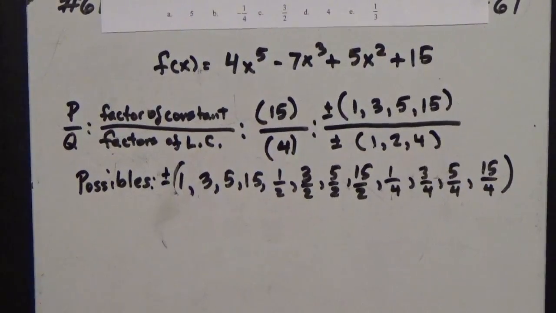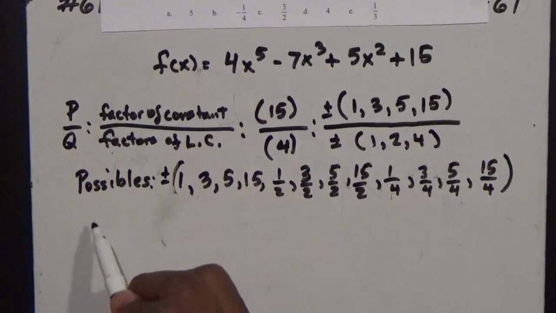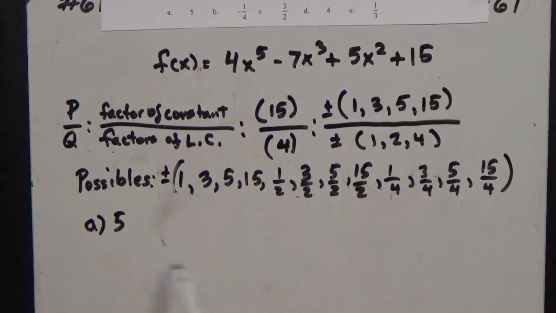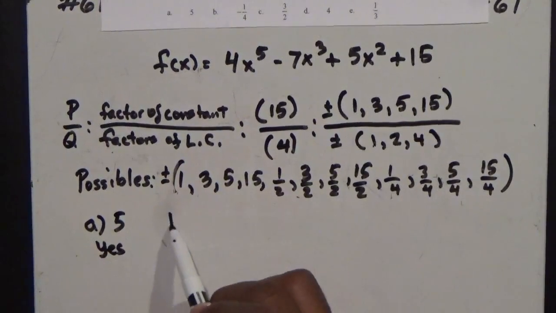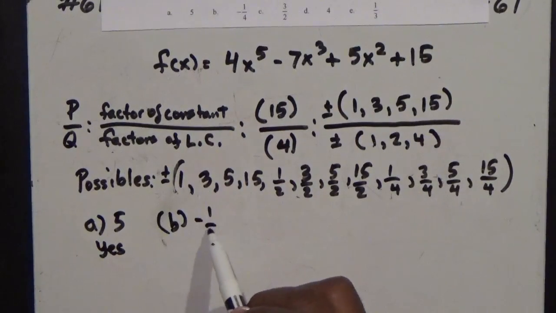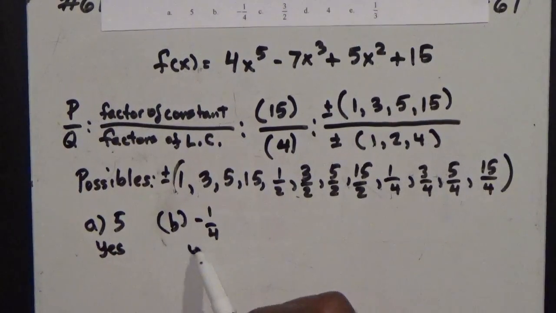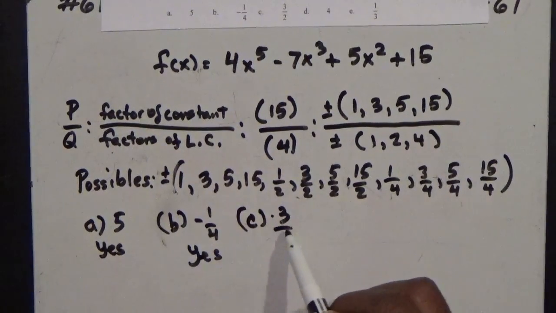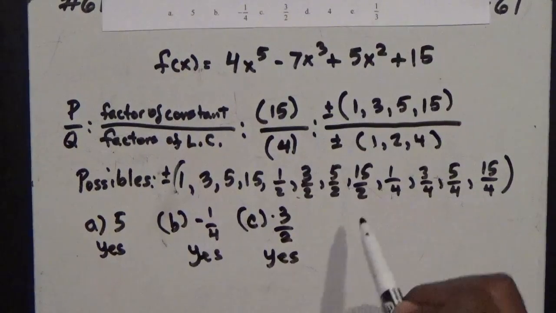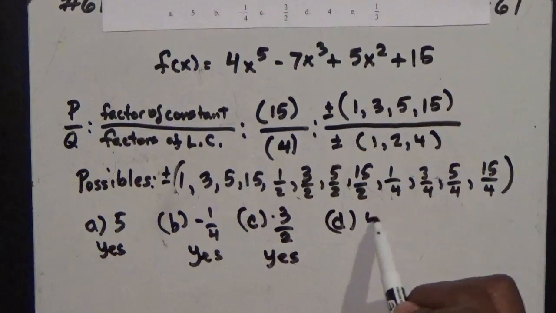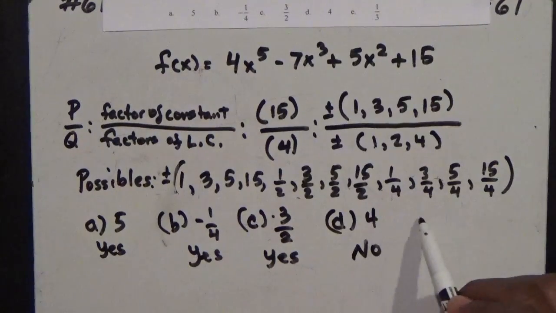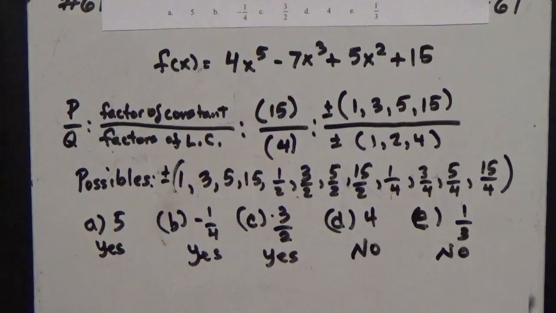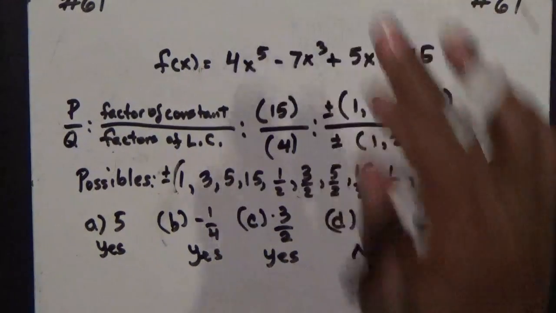All right, so then we can take the problem and check. Well, A says it's 5, 1, and 5 is up there, so it gets a yes. B, -1/4 is 1/4 up there, yes. C is 3/2. Yes. D is 4 up there. And no. E is 1/3 up there, and that would be a no. All right, and so that's all we're doing for 61.